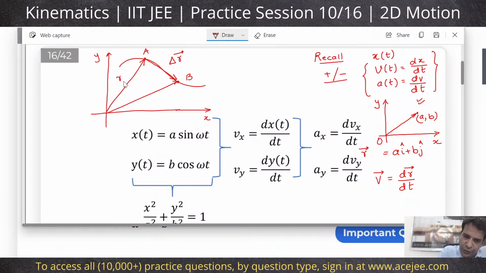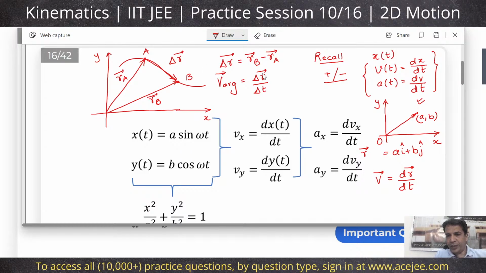This was the position vector at A. This was the position vector at B. Delta r, the displacement, is nothing but the final position vector minus the initial position vector. So in such a scenario, the average velocity would be delta r by delta t, the average velocity vector. I'm putting the arrow at the top just to indicate that these are vectors.